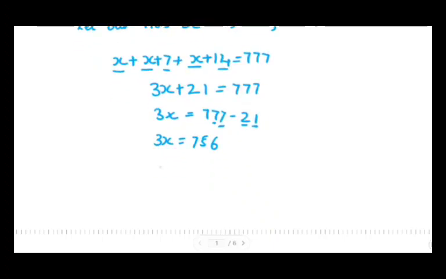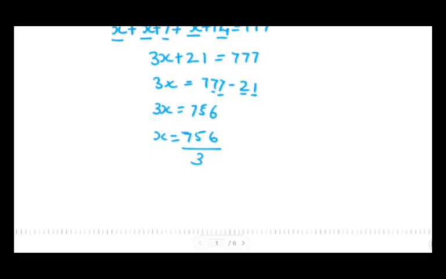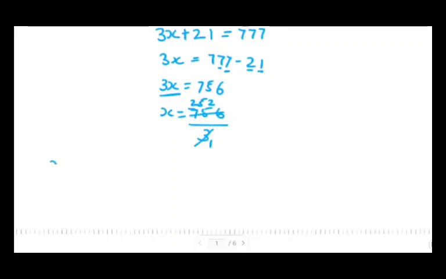So 756, x is equal to 756 upon 3. Hidden multiplication sign out here. Okay, so 3 1s are 3, 3 2s are 6, 1 remainder, 3 5s are 15 and 3 2s are 6 again. So what is the value of x? The value of x is 252.